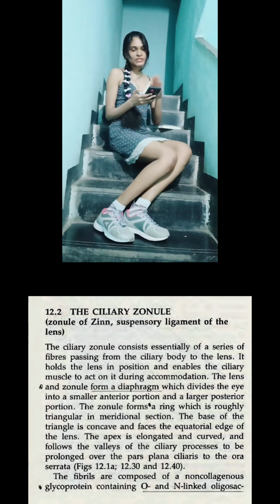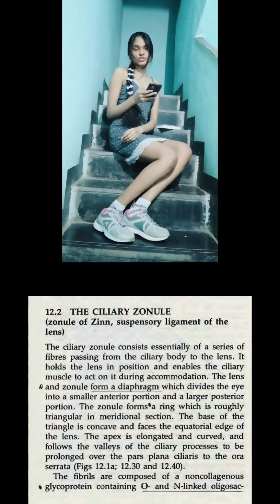On meridional section, this zonular ring, meridional meaning long axis, is triangular, and its base is towards the lens, that is, the equator of the lens, and the apex is elongated and curved. It follows the valleys of the ciliary processes and then passes over the pars plana ciliaris to the ora serrata.